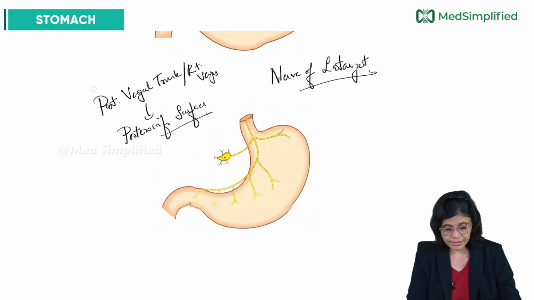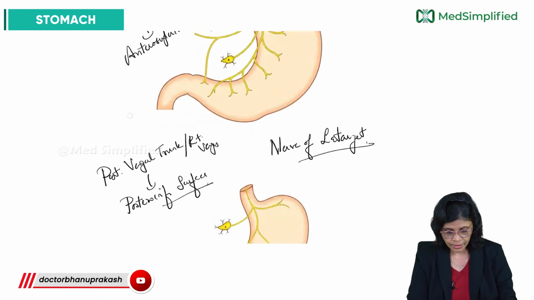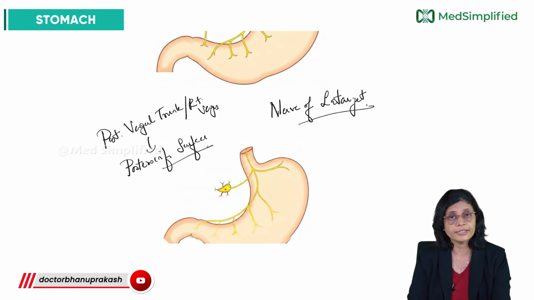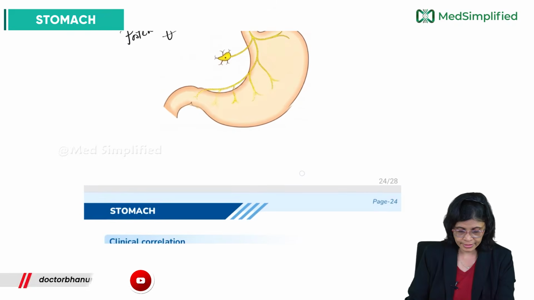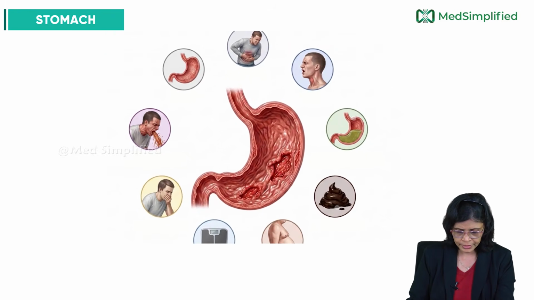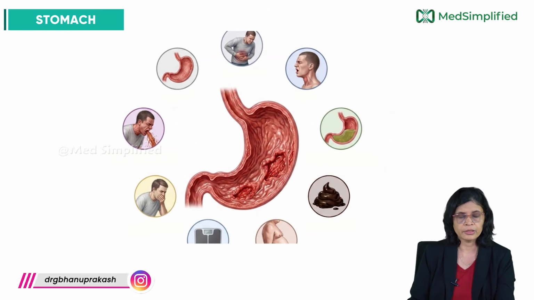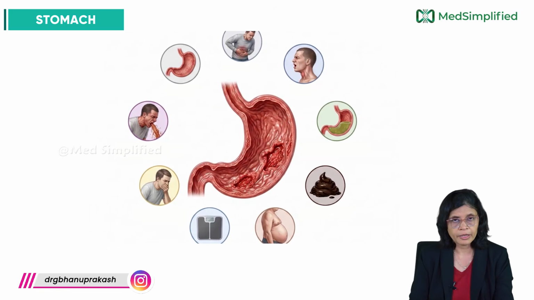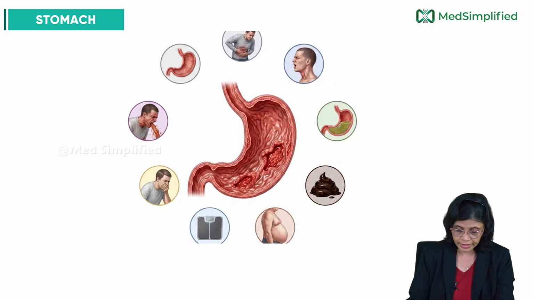So that is about the anterior and the posterior vagal trunk. Why this is important is that in chronic cases of gastric ulcers, which are very common and mainly along the lesser curvature, the patient may present with pain, belching, and excessive gastritis.